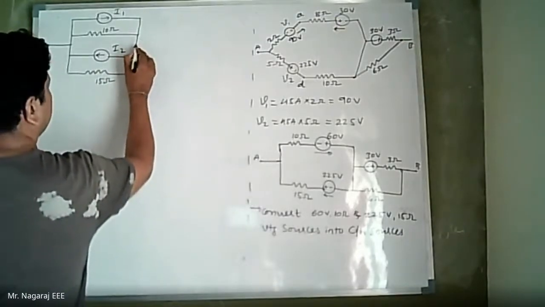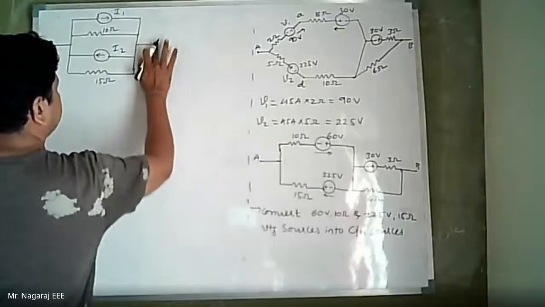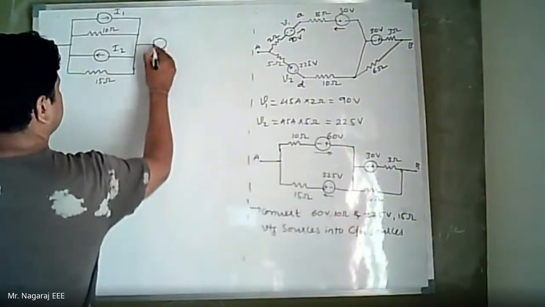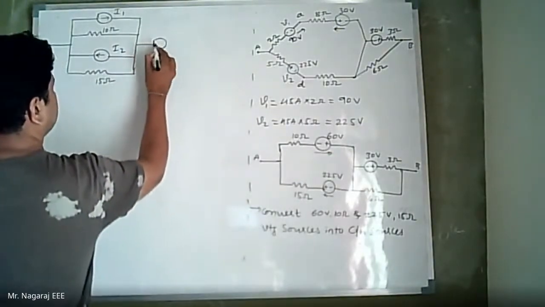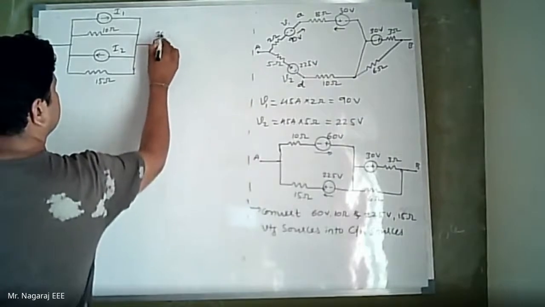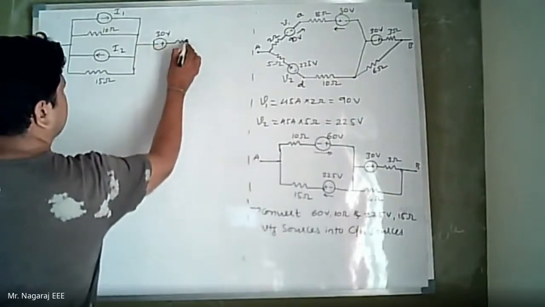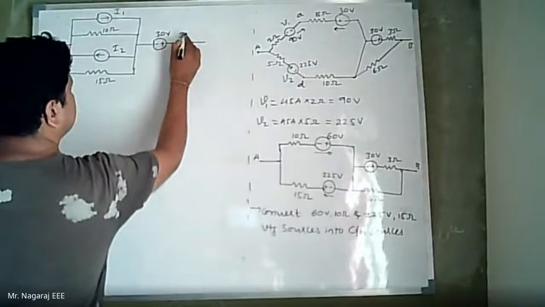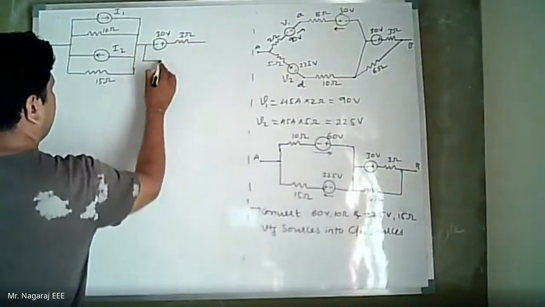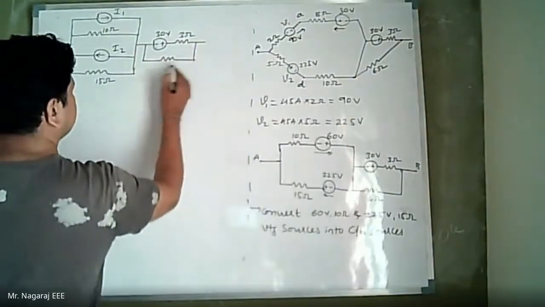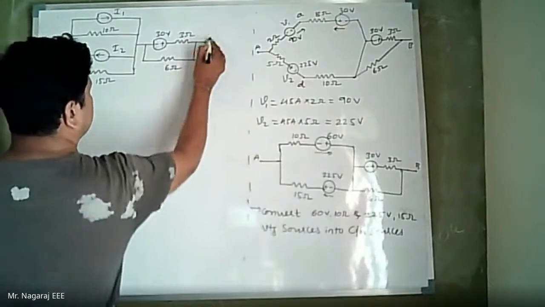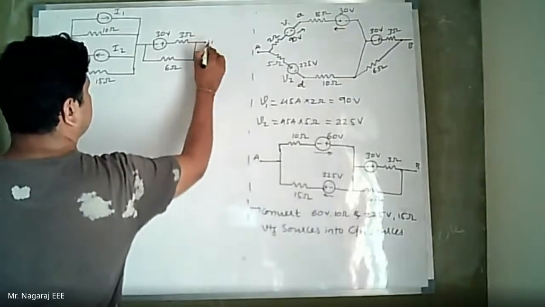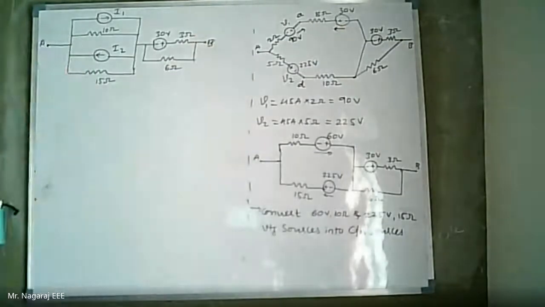And I have a 30 volt voltage source in series with 3 ohms. In parallel to this, I have 6 ohms. Slightly I have changed the 6 ohm connection, but still it remains the same.